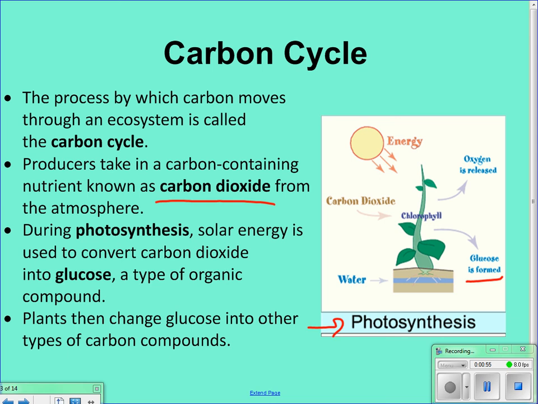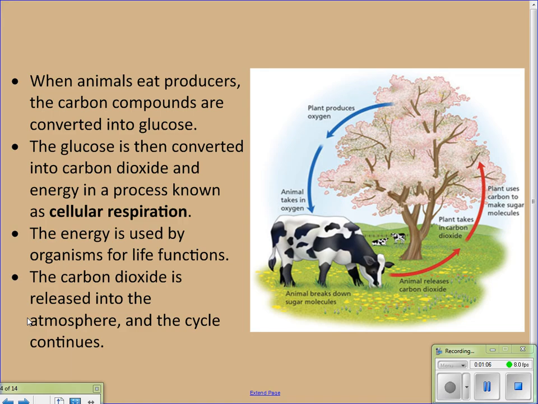Plants can then change that glucose into other carbon-containing compounds to build things like leaves and stems and roots. When animals eat plants, the carbon is then converted back into glucose, and that glucose is then used to make energy in a process called cellular respiration. So the animal, maybe this cow here, will break down that grass into sugar and will release the carbon back into carbon dioxide. The carbon dioxide is then released into the environment and the cycle continues.